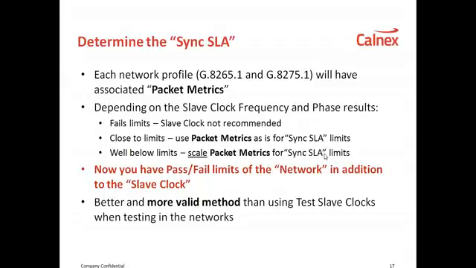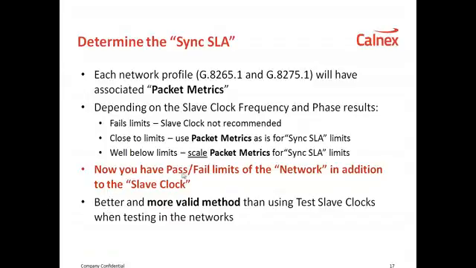So just to summarize, we do the lab tests with stressing the slave clock using a particular set of packet metrics. If the slave clock fails, that slave clock is not suitable. If it's close to the limit, those packet metrics can be used as the network limits, because if the network performs to those packet metrics, the slave clock will also recover the clock within the limits. And if your lab tests show the slave clocks recovering well below the limit, we can scale up the packet metrics and establish the network limits.